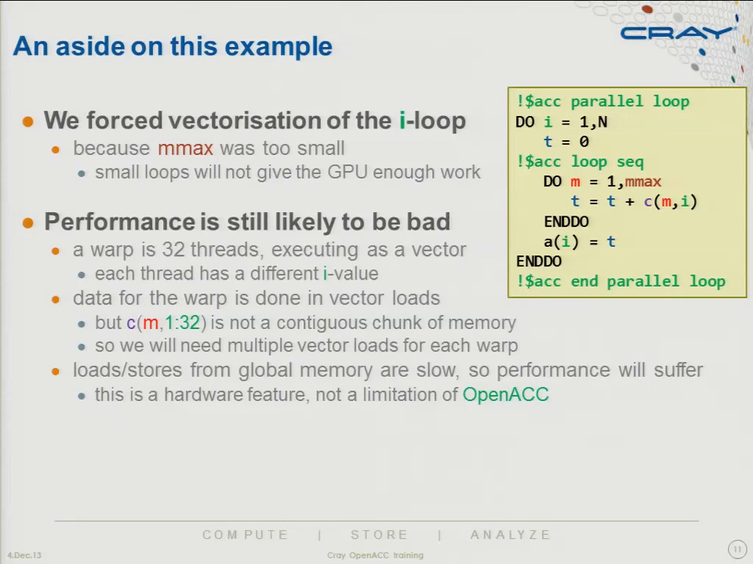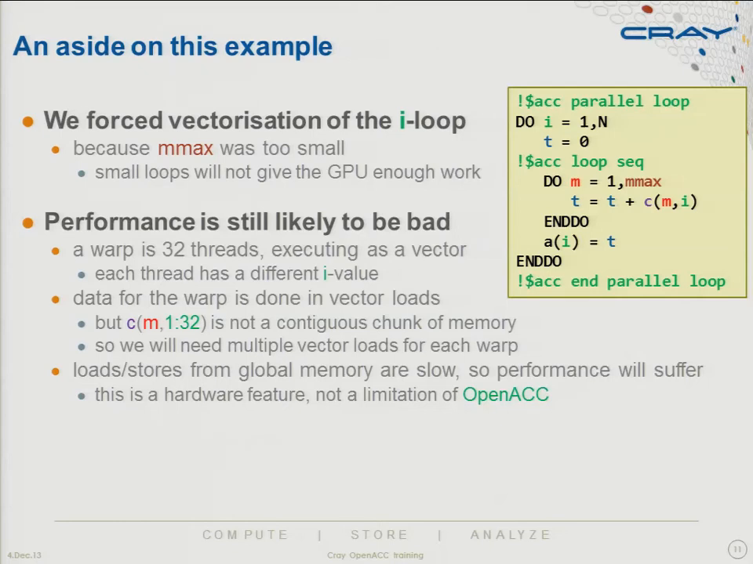Now performance isn't going to be brilliant here because at this stage, the vector index is not the fastest moving array index. So when I look at threads 1, 2, 3, 4, 5, they're not loading a contiguous chunk of memory for their particular value of m. They're striding through memory. So I won't load this data in one vector load. I'll need 5 or 6 vector loads to get all of that data. And I'll be polluting my cache when I do that.